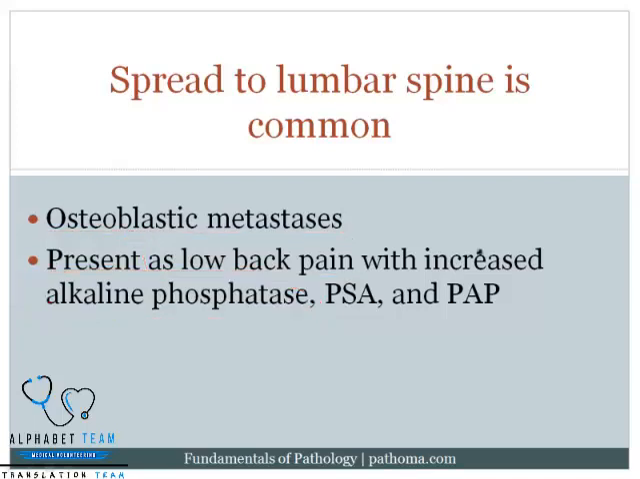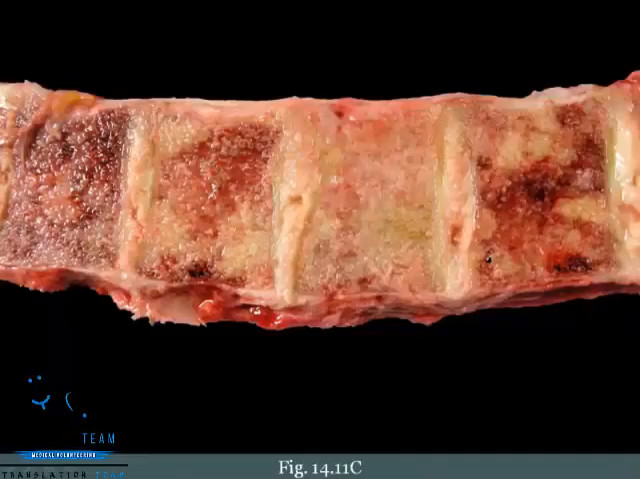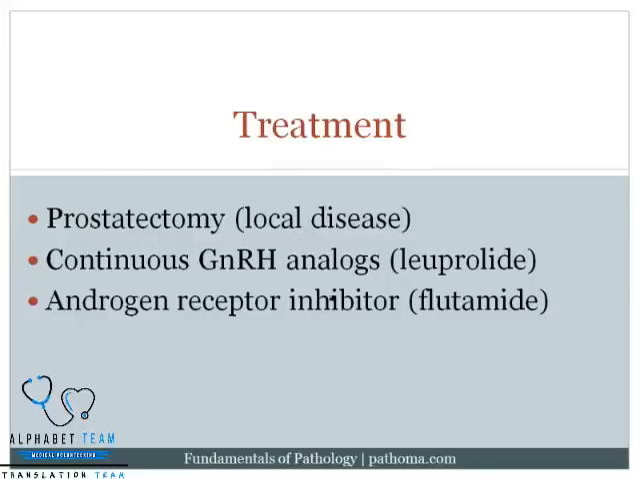In addition, we might see an elevation of PSA or the prostatic acid phosphatase, both of which are serum tumor markers for prostate cancer. Here's a picture of the osteoblastic metastases involving the lumbar spine, and so you can see this area of sclerosis within the spine. With local disease, prostate cancer is treated with prostatectomy, so that is removal of the prostate. If there is advanced disease, continuous GnRH analogs, such as leuprolide, can be used.